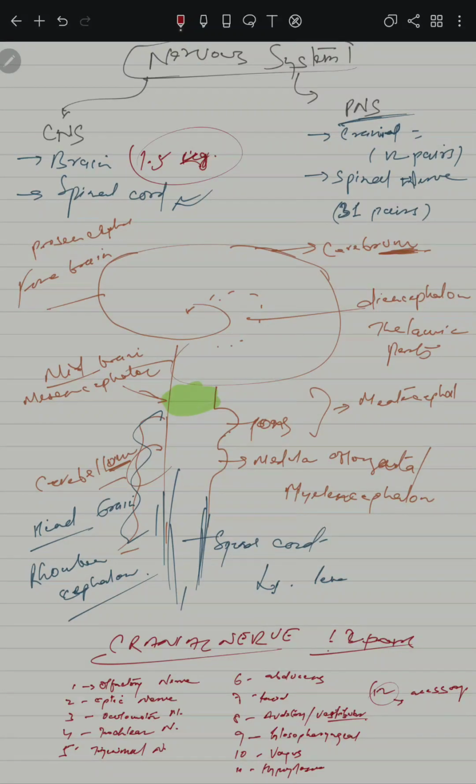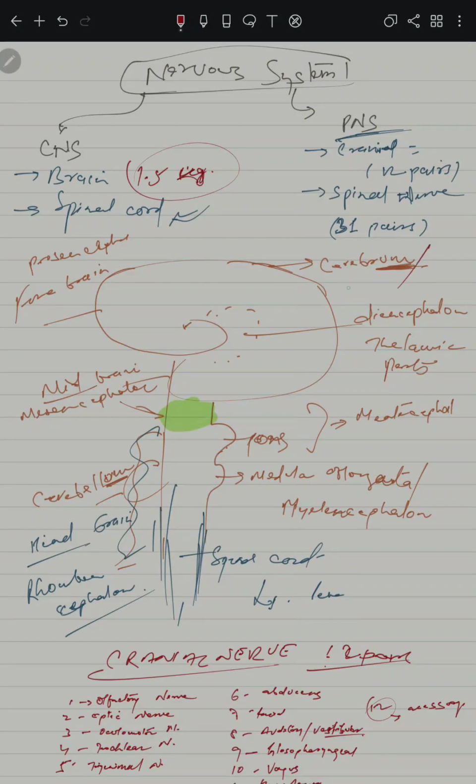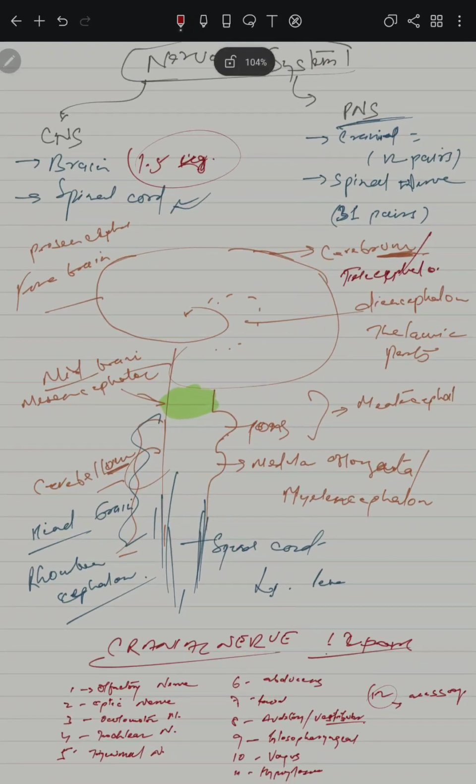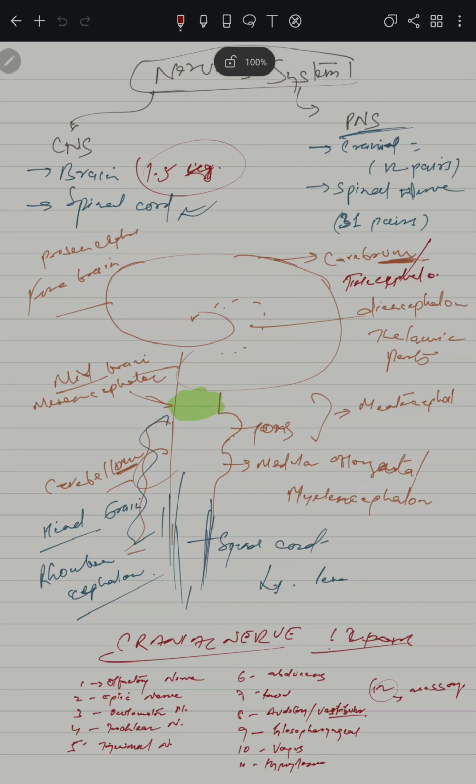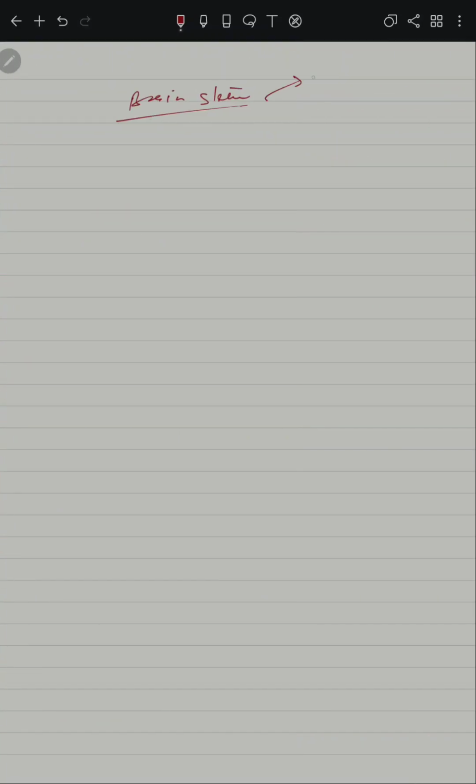Now cerebellum. Yes, cerebellum, and the other is telencephalon. Now we will move to the brainstem. Actually, here I forgot to say that the midbrain, pons, and medulla all make up the brainstem. Midbrain, pons, medulla oblongata. Now, brainstem. Okay, it's called brainstem.